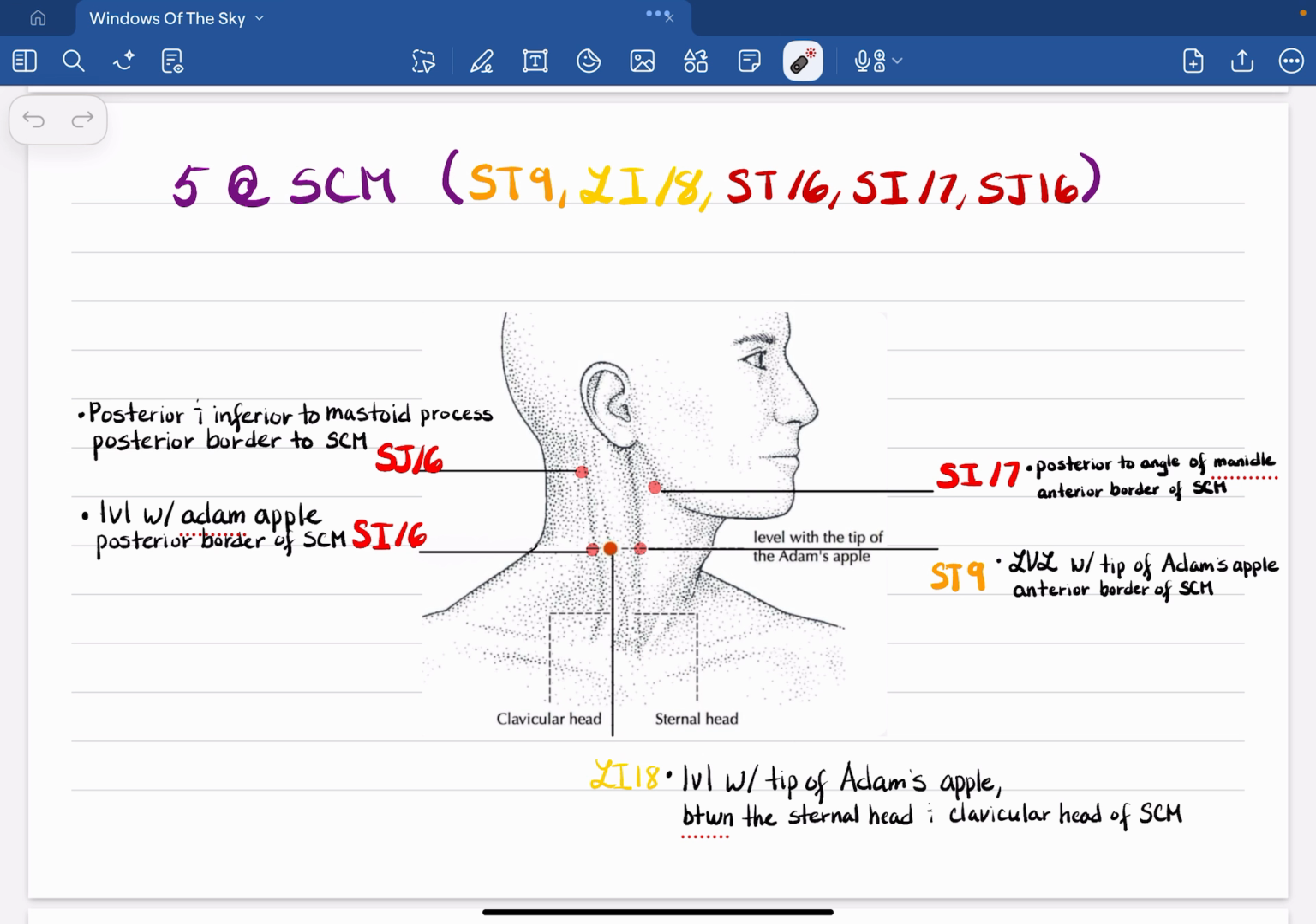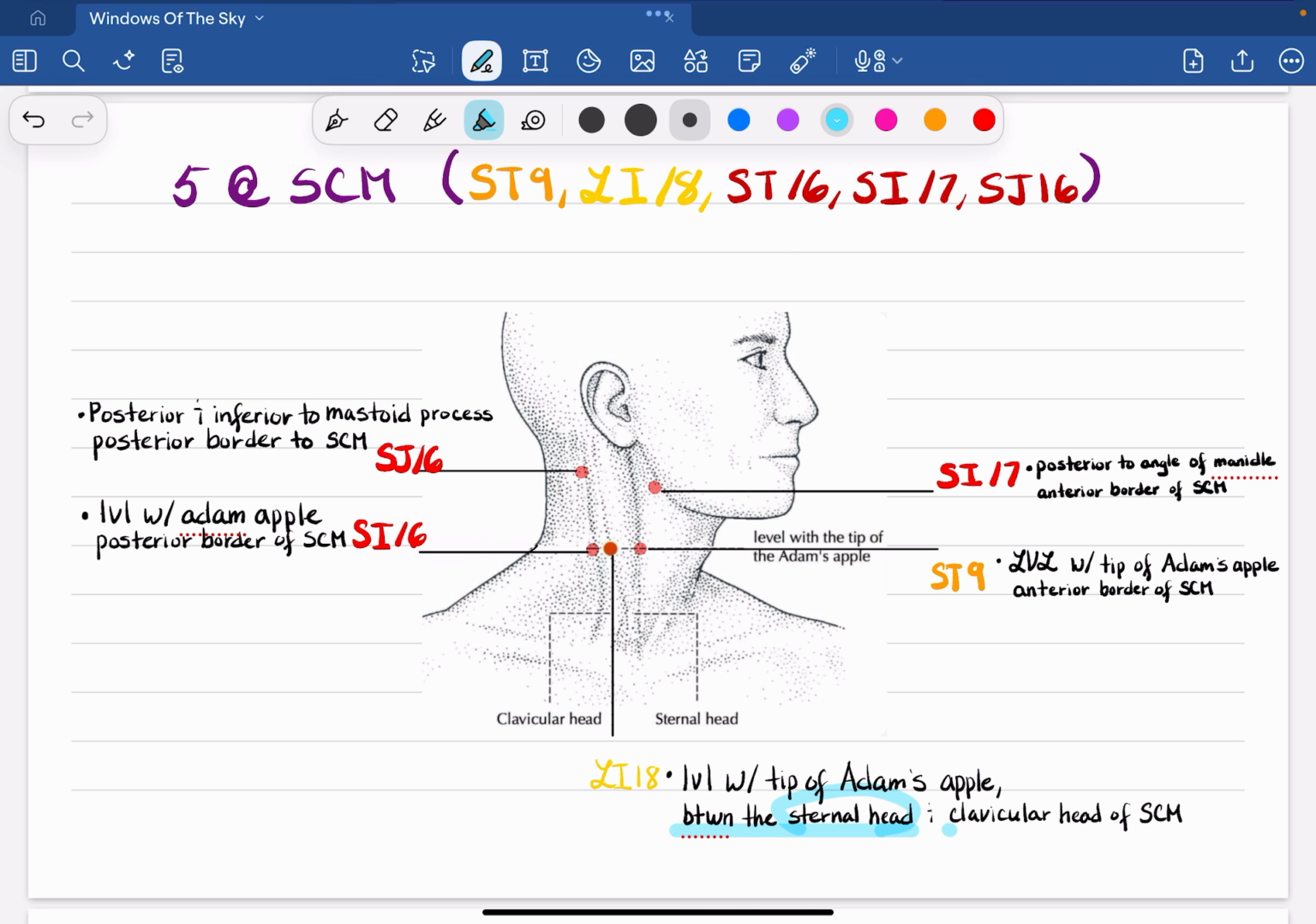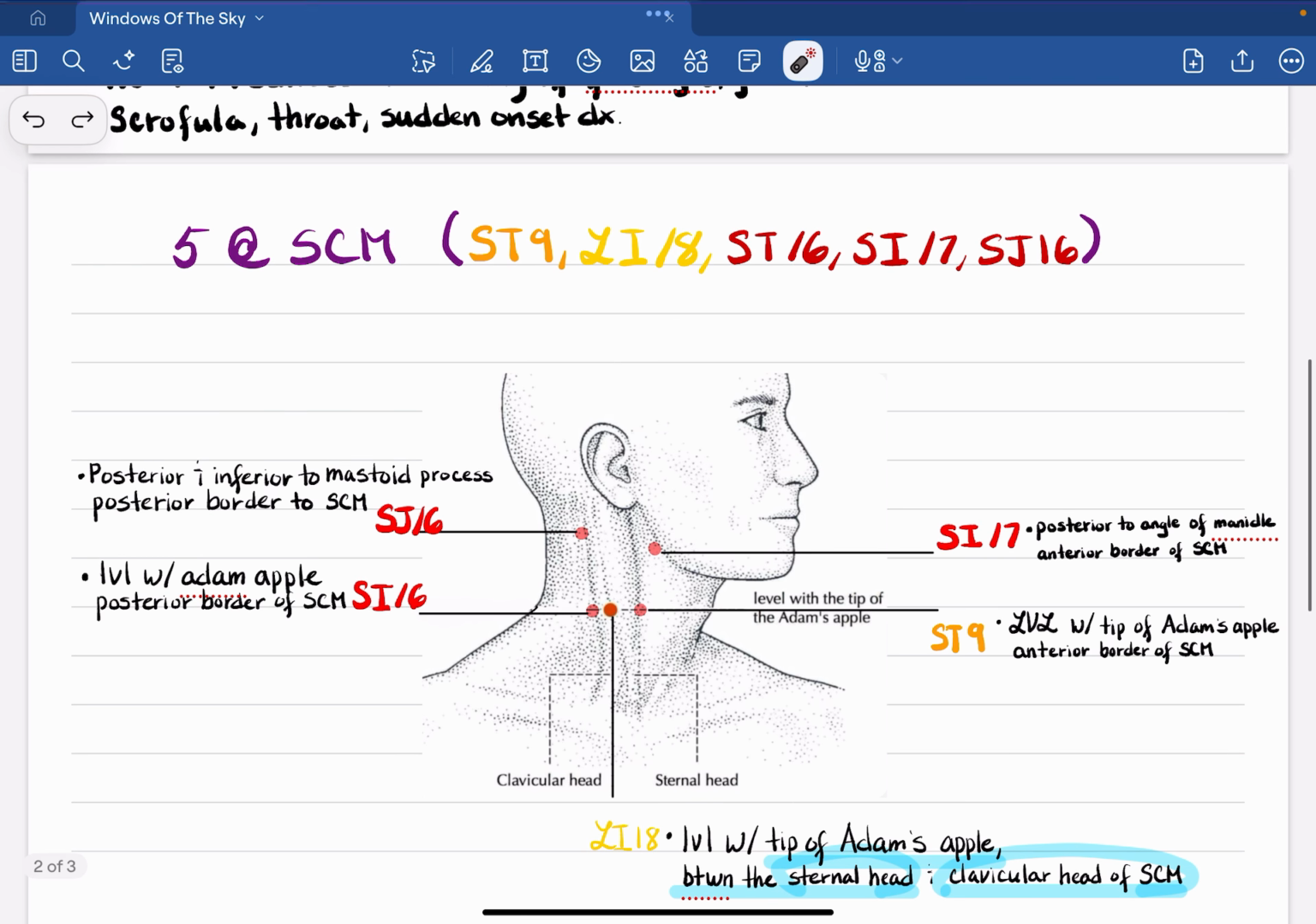As we go over this, you would start to slowly also learn the language that may be important for the exam as well. I'm going to actually highlight some of these. So you see between the sternal head and clavicular head of SCM. You can say clavicular head or the sternal head, but you get what I'm saying. It's level with the Adam's apple. So that's the first one, LI18. Let me not highlight that.